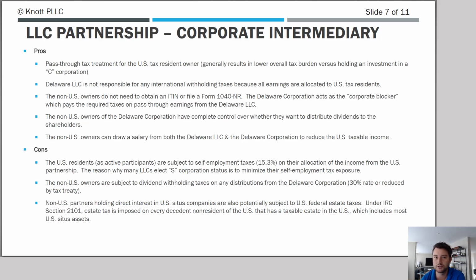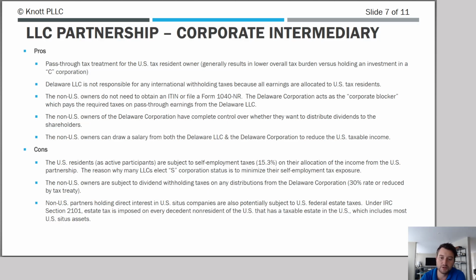So her allocation of income goes into that Delaware company, pays the tax there, and then she can let the profits just sit there and accumulate if she wants, or she can decide to take a dividend distribution from the company if she so chooses, right? That's up to her. Now, what are the cons with this?